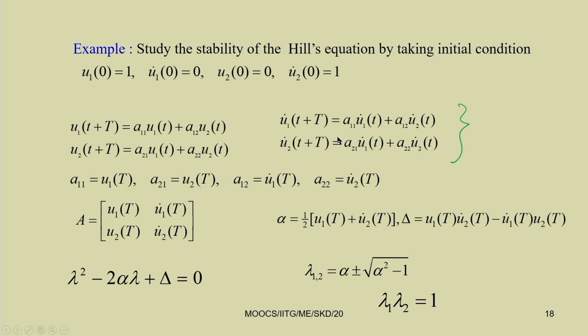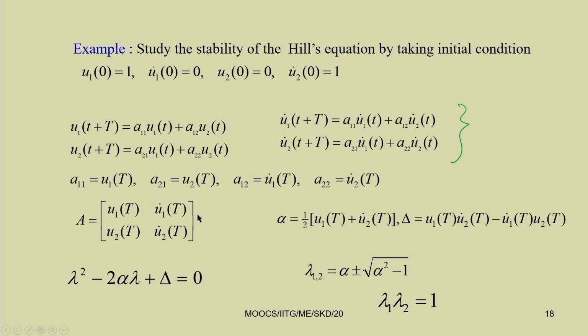Similarly, from these two equations also we can get a12. You just see here you are getting u1 of t plus T equal to a11 u1 only, so it is uncoupled. Now you are not getting the coupled term, because with this initial condition one term becomes 0, so directly you are getting the coefficients. In the third case also you directly got the coefficient a12 equal to u1 dot of T, and a22 similarly equal to u2 dot of T.